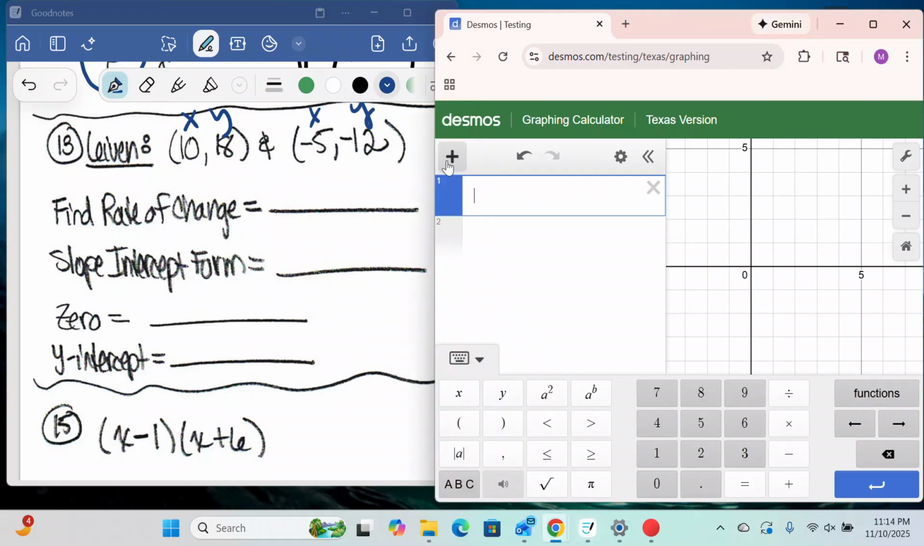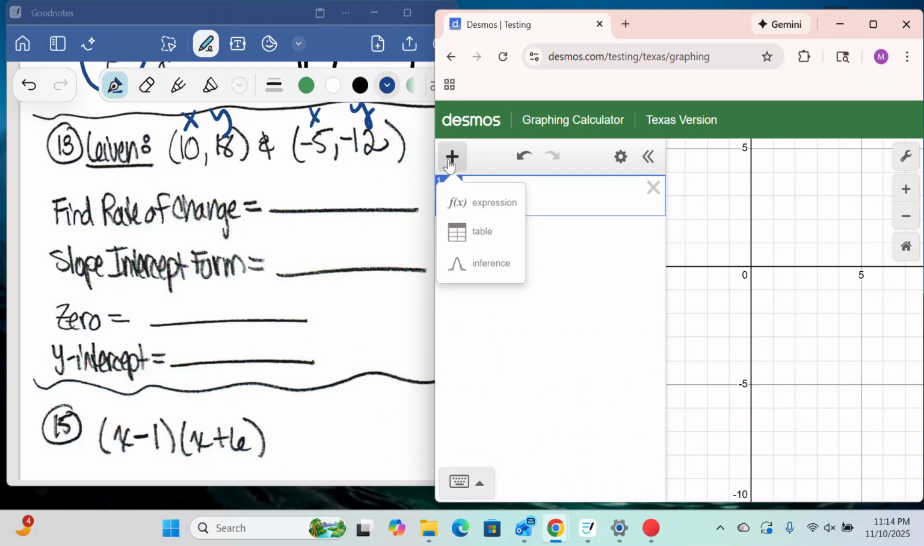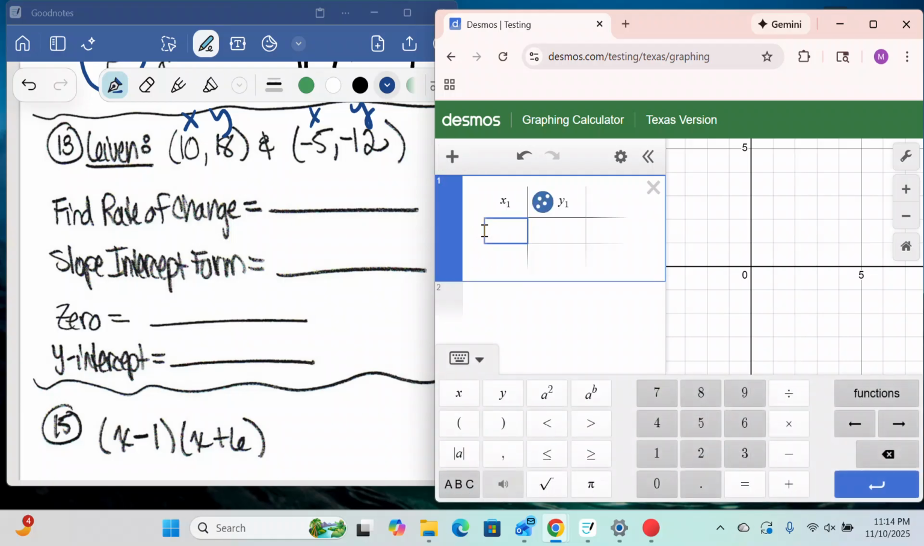So we have an x and y, we have some negatives in there. So all you're going to do is put the plus sign right here, and you're going to go to table, and you're going to just put them in. So 10 is the x, and 18 is the y. So all I'm going to do is input 10. I'm going to click here, and then I'm going to put 18. Then I'm going to click here, and I'm just going to put in negative 5. Click here, and I'm going to put in negative 12.